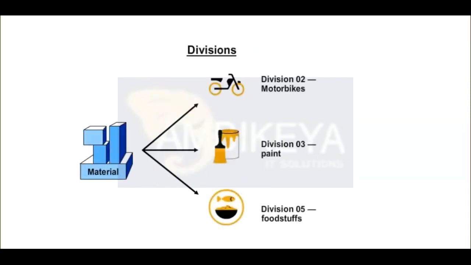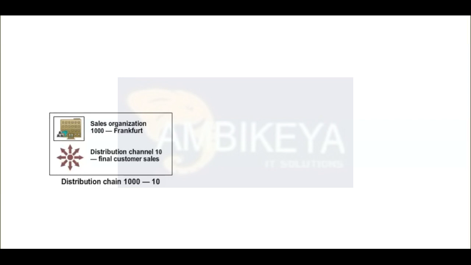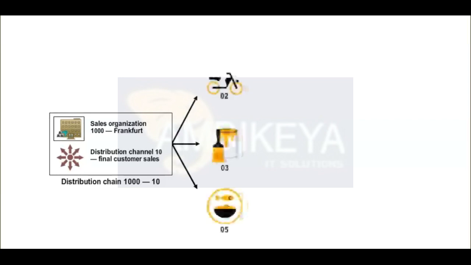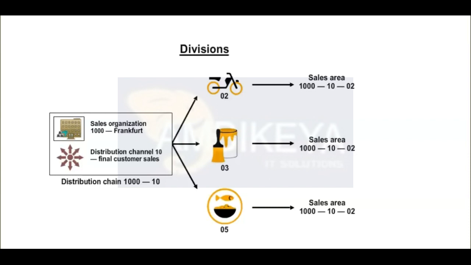Divisions typically represent key product lines of an organization. The divisions are assigned to the distribution chain from which they can be sold. The combination of distribution chain and division is a sales area. Customer-specific arrangements regarding partial deliveries or terms of payment, for example, can be made for each sales area. Statistics can be created and separate marketing activities carried out within a sales area.